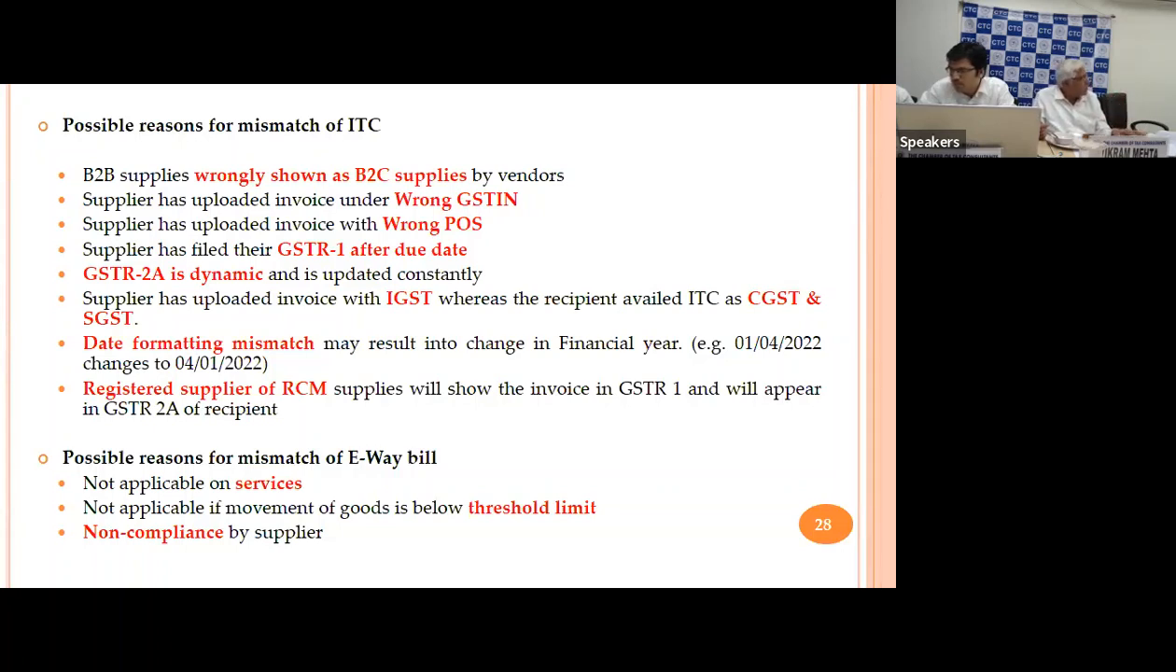99% does not happen. So e-way bill is not prepared for the diamonds. Sorry, e-way bills are not prepared for the diamonds. So they are exempted. Yeah. Diamond industry is exempted. So that is a different issue. So it will not be issued to them.